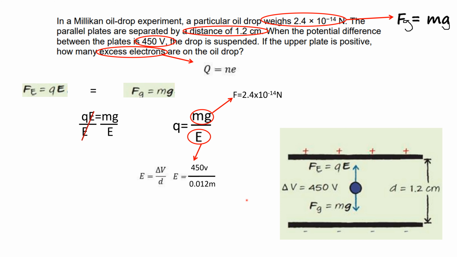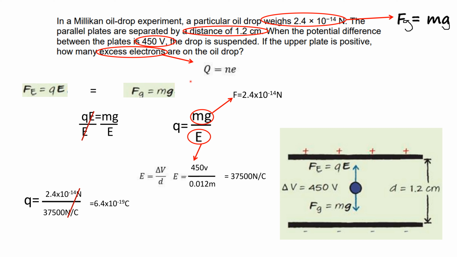So the change in volts, we have it in here. The distance we will convert to an SI unit, just dividing by 100, which will give us 0.012 meters. And the answer would be 37,500 Newton per coulomb. And then it's the same as this equation, which we did in here. We would divide the force that we have in here by E, the electric field, which we got from here, which would give us 6.4 times 10 power of negative 19.